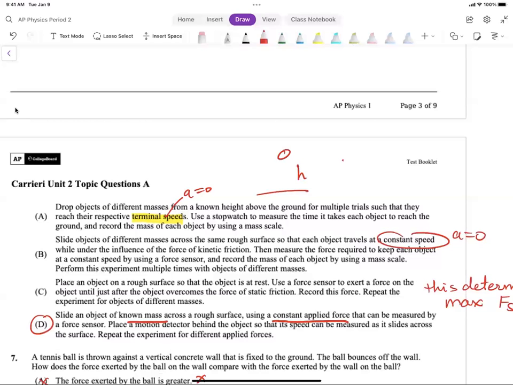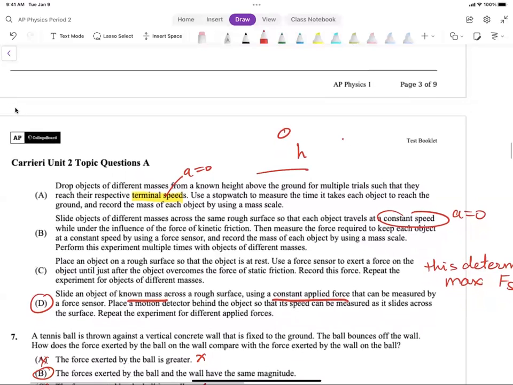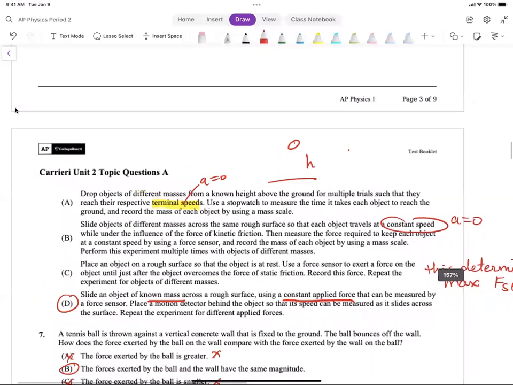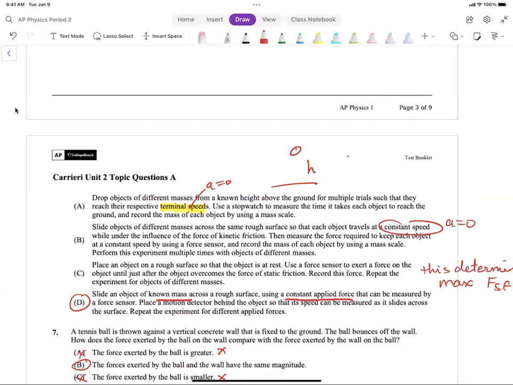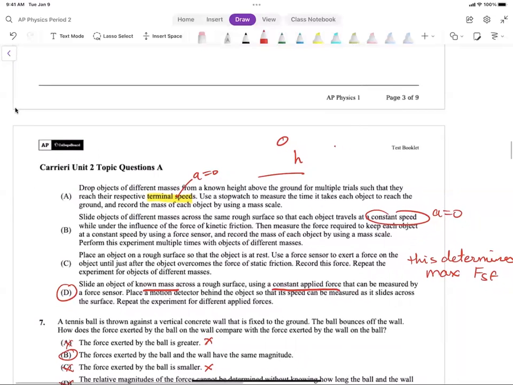I measure the time it takes each object to reach the ground, and then I record the mass of each object by using a scale. So I'm not really determining the relationship between net force and the acceleration of some mass, because I've reached a terminal speed and acceleration is zero.